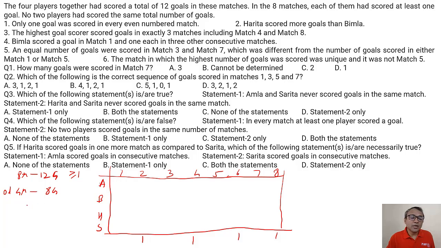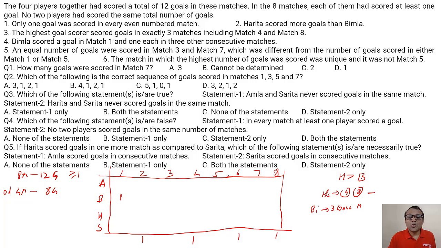Harita scored more goals than Bimla. I'm putting the data down, whatever is given to you, so I don't have to go back. The highest goal scorer scored goals in exactly 3 matches, including match 4 and 8. So whoever is the highest scorer scored in match 4, match 8, and 1 more match. Bimla scored a goal in match 1 and also in 3 consecutive matches.